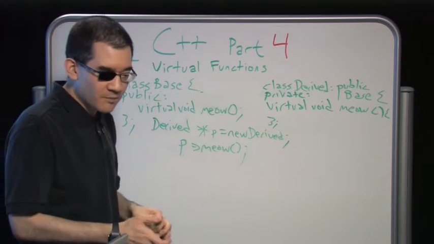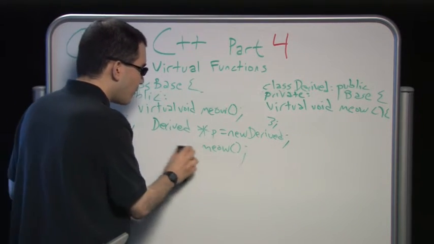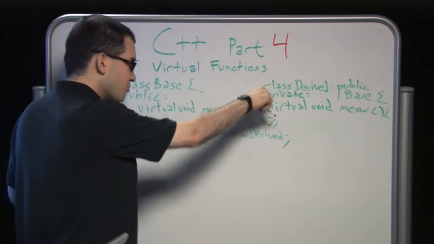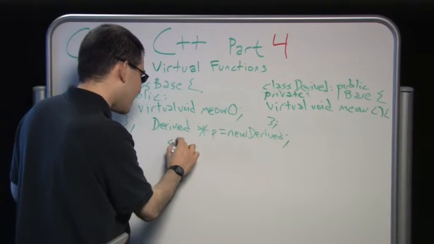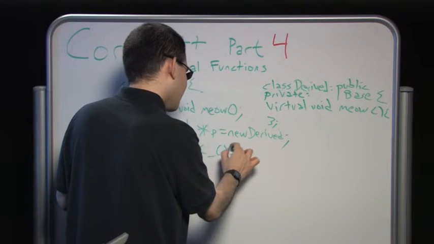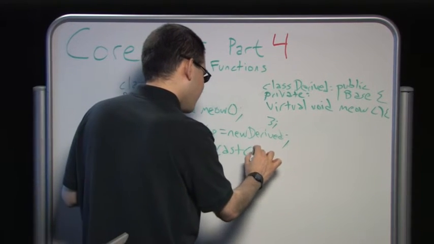And in fact, this will compile if you say, okay, I want to invoke meow, but not as through the derived class. I could say static cast, using these delicious C++ casts, as delicious as casts can get, which is not very, because casts are evil.